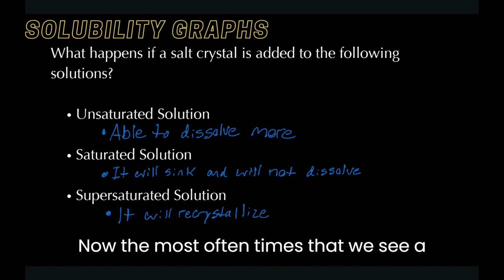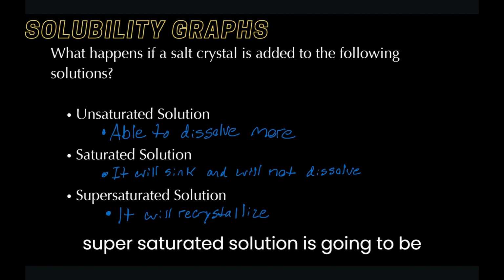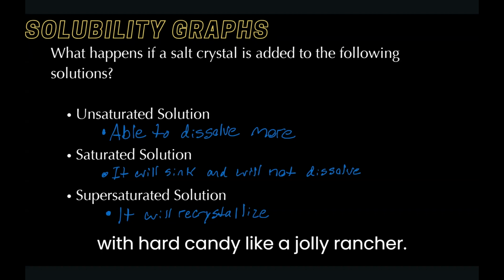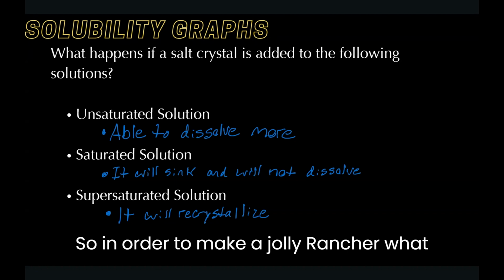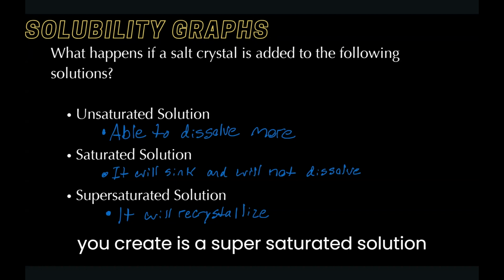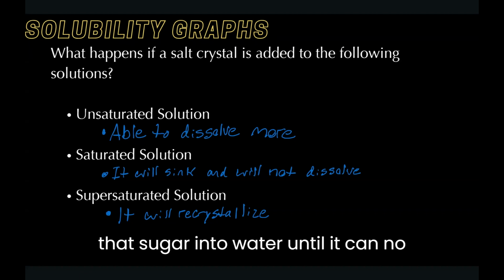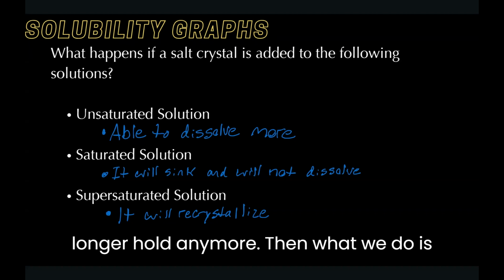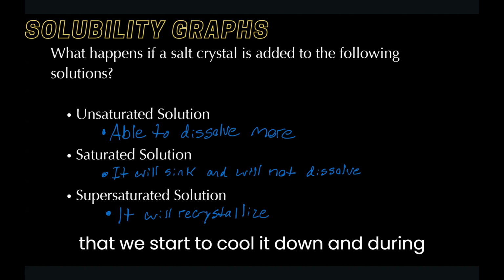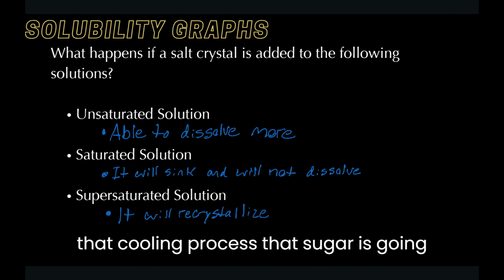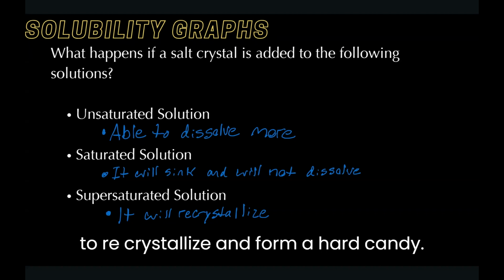The most often times that we see a supersaturated solution is going to be with hard candy, like a Jolly Rancher. So in order to make a Jolly Rancher, what you create is a supersaturated solution of sugar, and you keep on adding that sugar into water until it can no longer hold any more. Then what we do is that we start to cool it down. And during that cooling process, that sugar is going to recrystallize and form a hard candy.